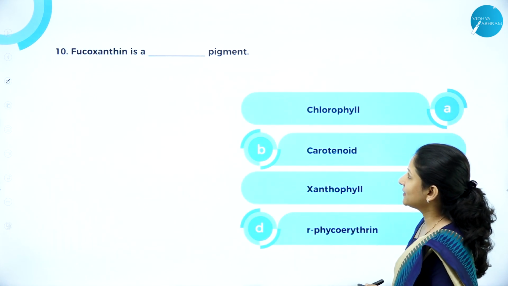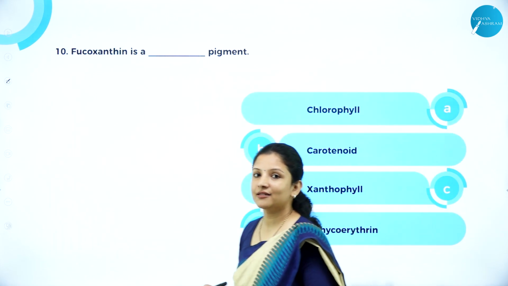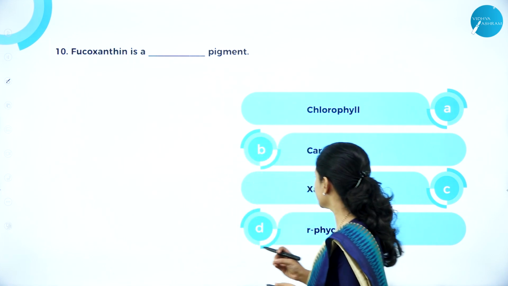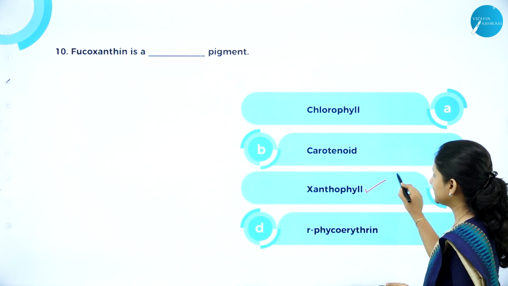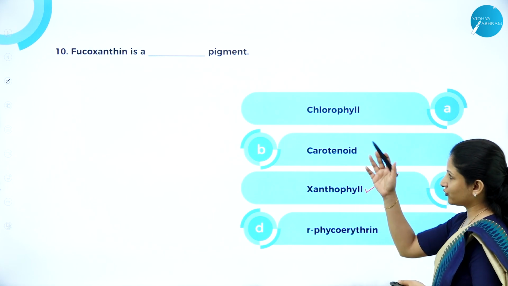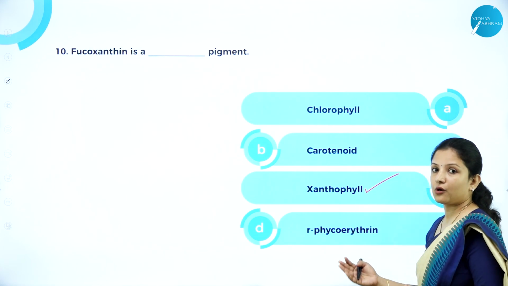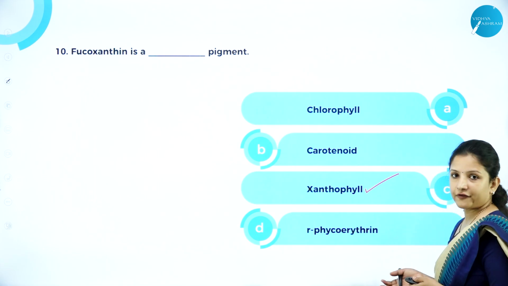Next, fucoxanthin is a dash pigment. So, fucoxanthin is a kind of xanthophyll pigment. So, therefore, the right answer here is xanthophyll. It is this fucoxanthin that gives the different shades of brown to brown algae, that is Phaeophyceae members.